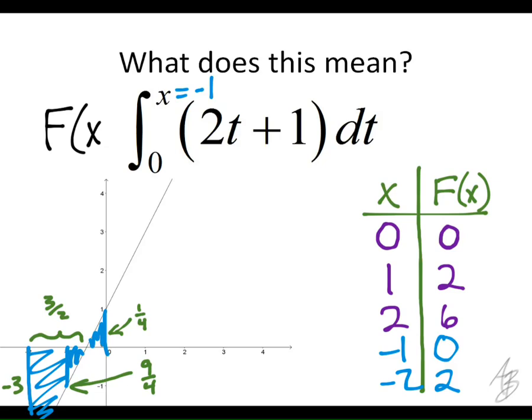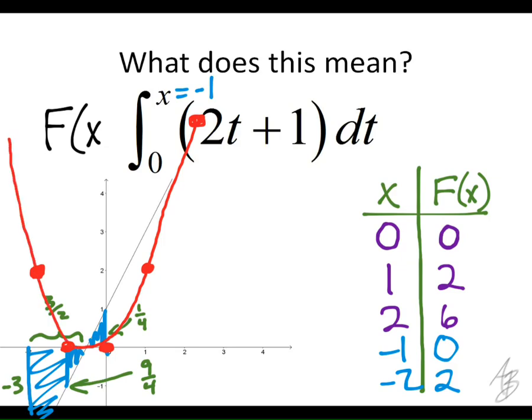So what does this function look like? What does the big F of x look like? Let's graph these and see what happens. We're at 0, we've got 0, 0. We've got 1, 2. We've got 2, 6, which is going to be up here somewhere. We've got -1, 0. And we've got -2, 2. Anybody know what that graph is? It does look like a parabola.